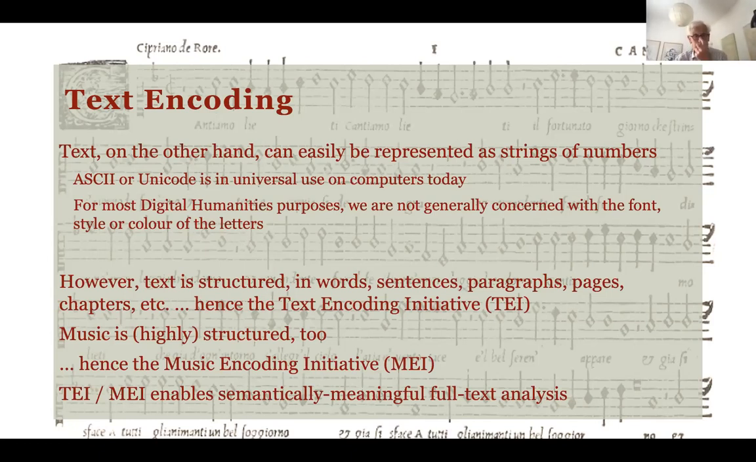Text is, of course, structured in words and sentences and paragraphs and pages, which led humanities researchers to instigate the Text Encoding Initiative, which I'm assuming people are vaguely familiar with. Music, of course, too, is highly structured, which has led to what we call the Music Encoding Initiative, which, like the TEI, enables semantically meaningful full text analyses of documents encoded in these formats. And actually MEI was designed specifically so that it can be included within a TEI document and vice versa, though I'm not sure how many examples of the latter there are. There are certainly examples where MEI is included within a Text Encoding Initiative document.